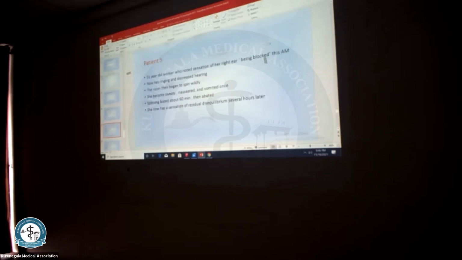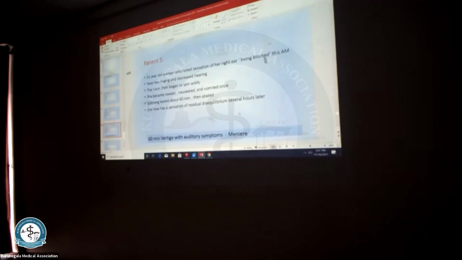So this is another patient, a 51-year-old woman, who noted a sensation of her right ear being blocked in the morning, and has decreased hearing. Then the vertigo comes, and she began to spin wildly. She became sweaty, nauseous, and vomited, spinning for about 60 minutes, and it improved. She has a little residual disequilibrium. This is a typical patient with Meniere's.